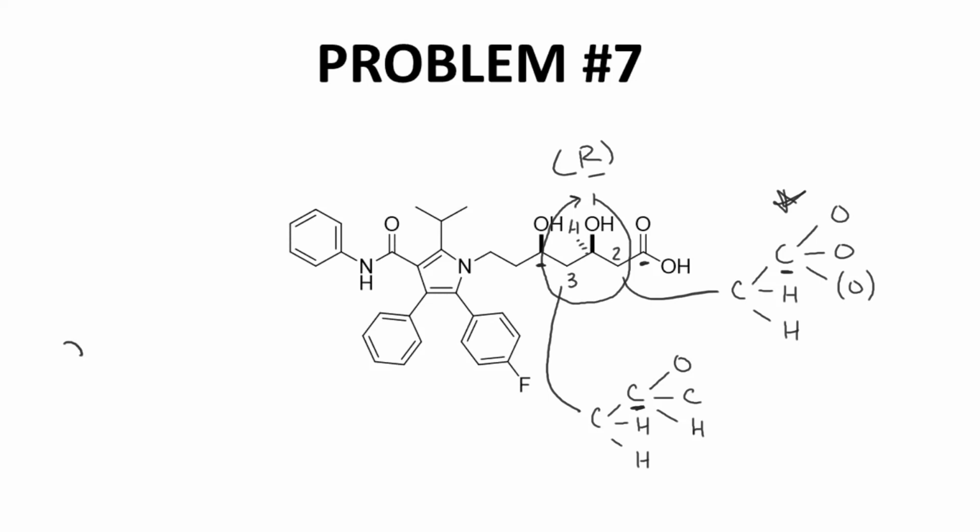The name of this molecule is atorvastatin, often sold under the name of Lipitor. This is a cholesterol drug, and it is marketed as a single enantiomer, and the two stereochemical configurations in the molecule are both R.